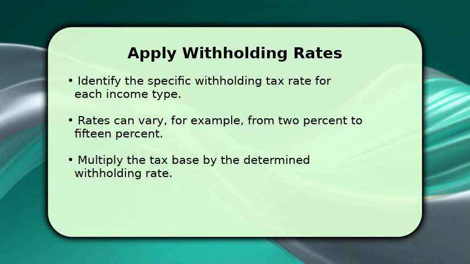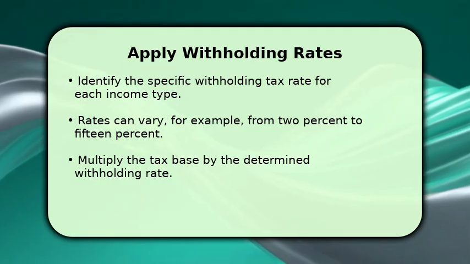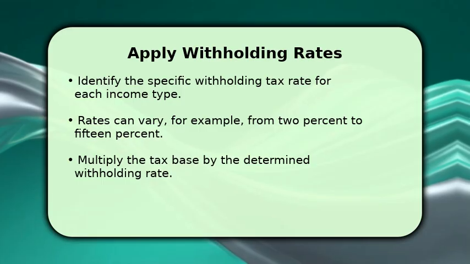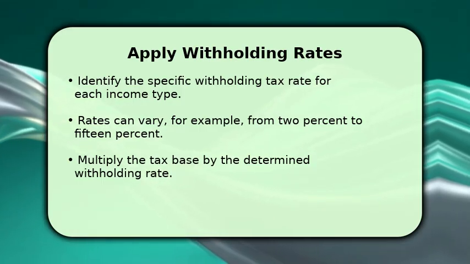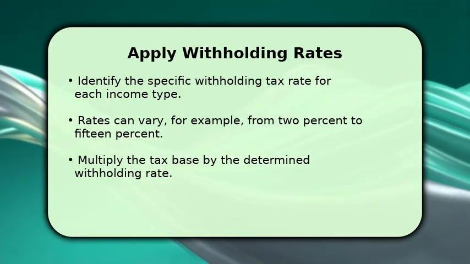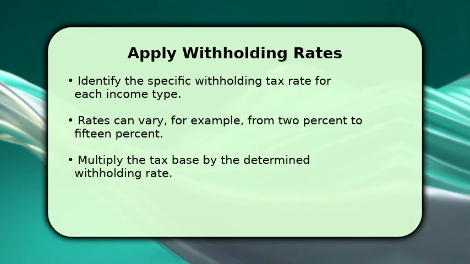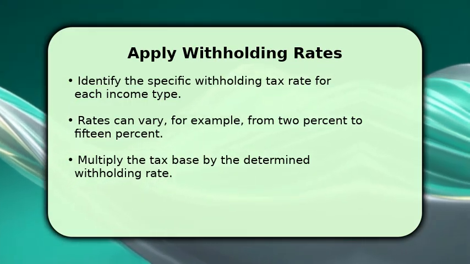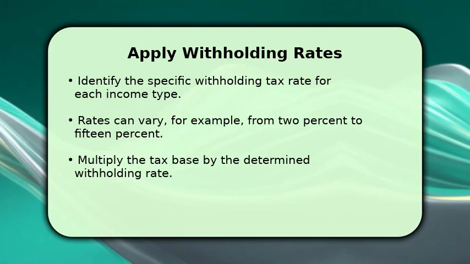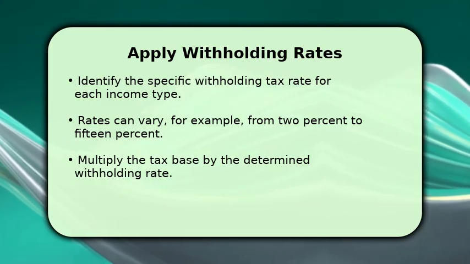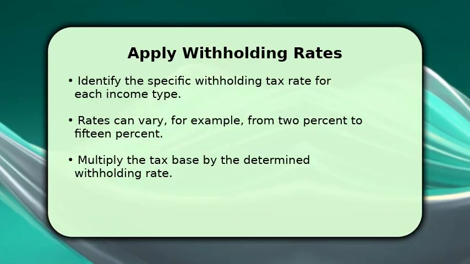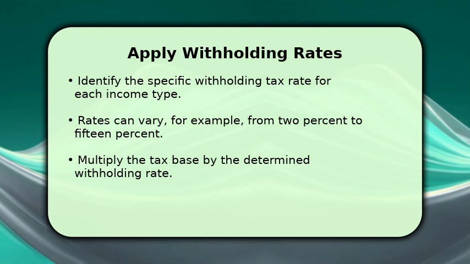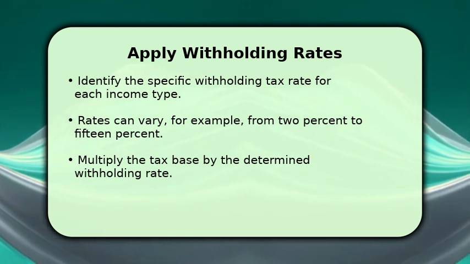Now, let's apply the correct withholding tax rate. These rates are not uniform. They vary significantly based on the nature of the income payment and the payee's status. For example, professional fees might be subject to a 5% or 10% rate, while rental payments could be 5%. Payments to contractors might be 2%. You must multiply your calculated tax base by the specific rate applicable to your transaction. This step directly determines the amount of tax to be withheld.